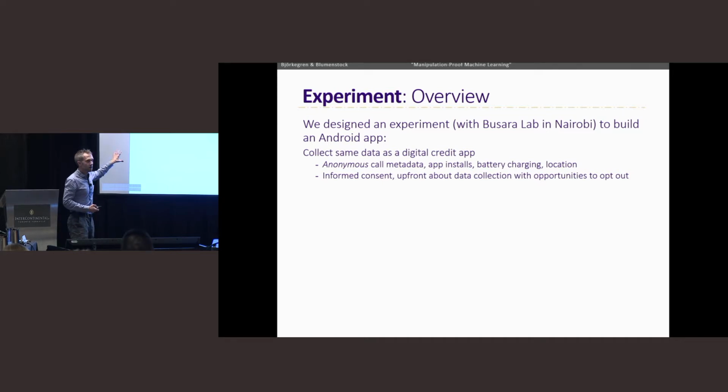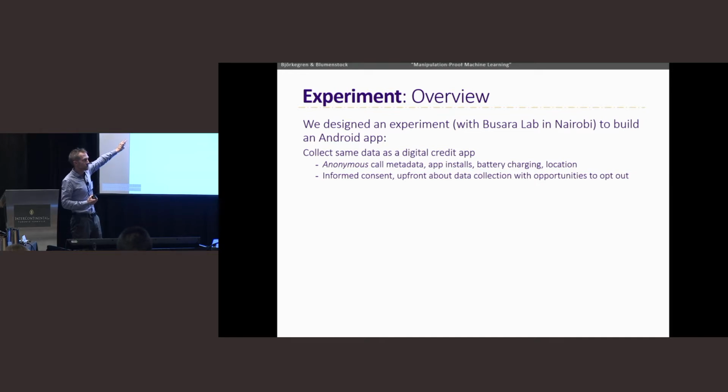So we designed an experiment to try to address this problem. We're working together with the Busara Center for Behavioral Economics in Nairobi, Kenya. And we designed an app which is designed to mimic this situation. It collects the same data as a digital credit app. So you install it on your phone. It will log anonymous call metadata, what apps you install, battery charging patterns, and location patterns. And I want to be clear that even though this is anonymous, this is data that could be sensitive. So we're very clear about providing informed consent, and users have many opportunities to opt out of this.